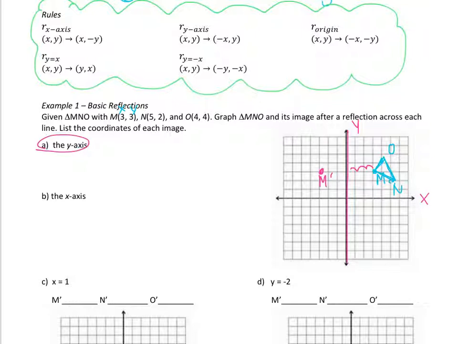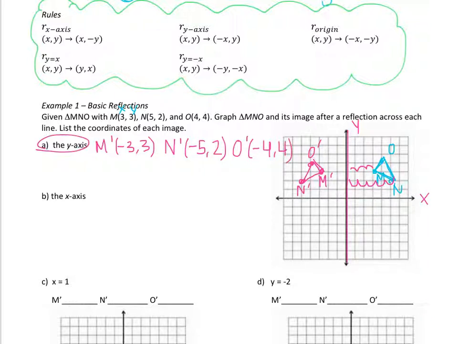I'm going to do the same thing for N and O. N is 5 boxes away. 1, 2, 3, 4, 5. So I'm going to count 5 beyond it. 1, 2, 3, 4, 5. And it lands me here. N prime. O is 4 away. So I'm going 4 beyond the y-axis. We call that O prime. So then I have to list the coordinates. M prime is at -3, +3, N prime, -5, +2, and O prime, -4, +4.